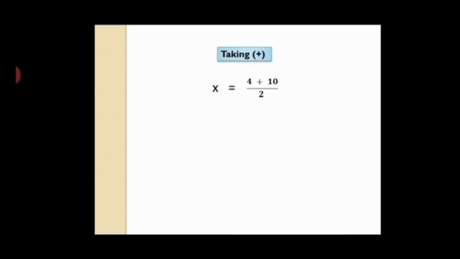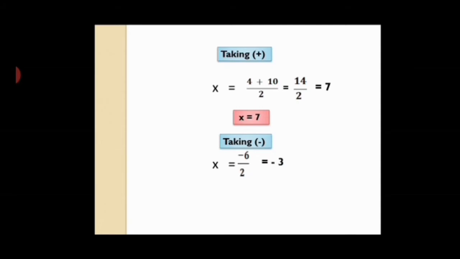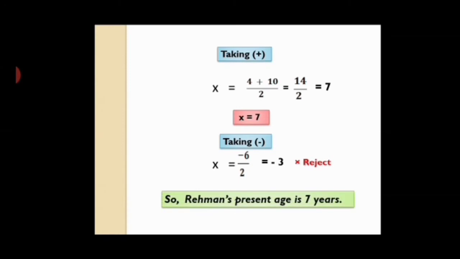Now first we will take the positive sign. We will get x equal 4 plus 10 by 2, it means 14 by 2 which is equal to 7. So the value of x is here 7. After that we will take the minus sign. We will get x equal 4 minus 10 upon 2, it means minus 6 upon 2, we will get minus 3. We will reject this answer because x is the age of Rahman and age cannot be negative. So, Rahman's present age will be 7 years.